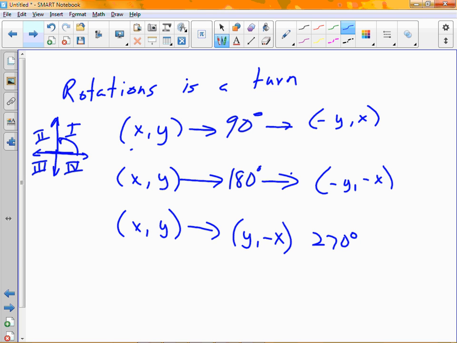And this is the same thing as a 90-degree rotation to the right.